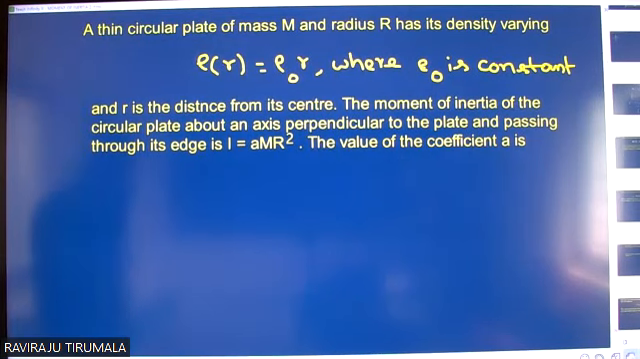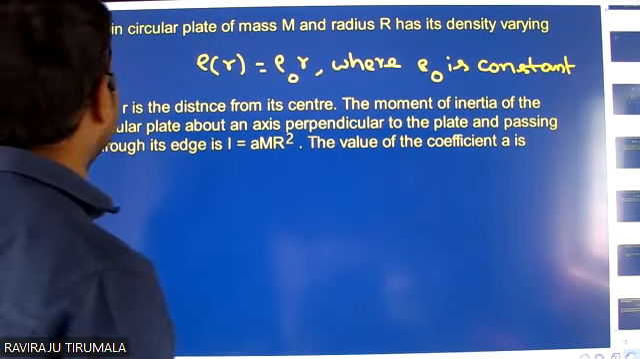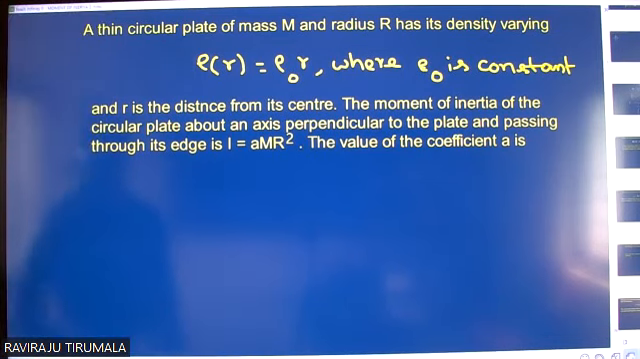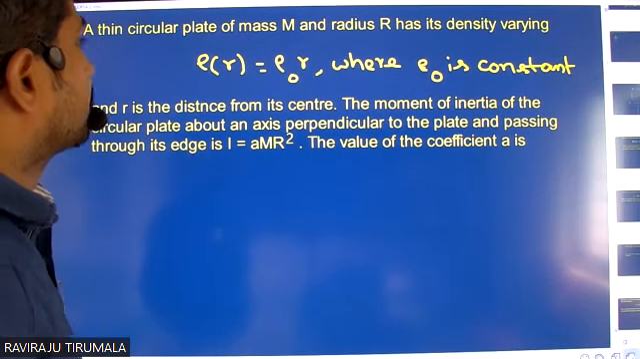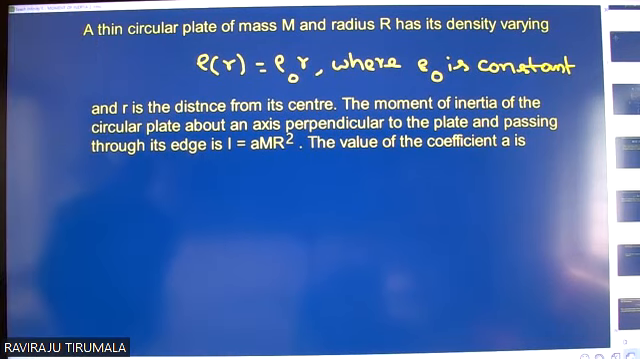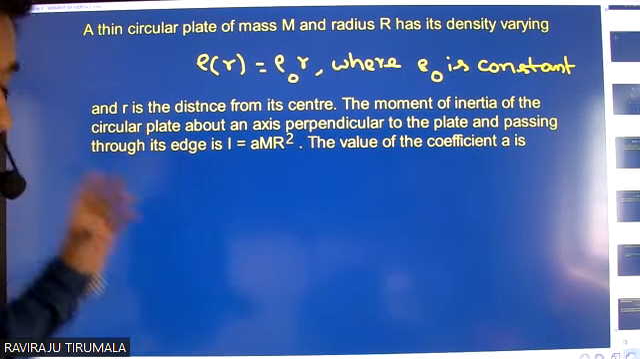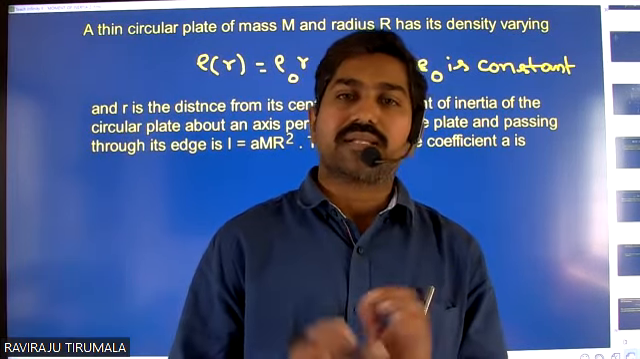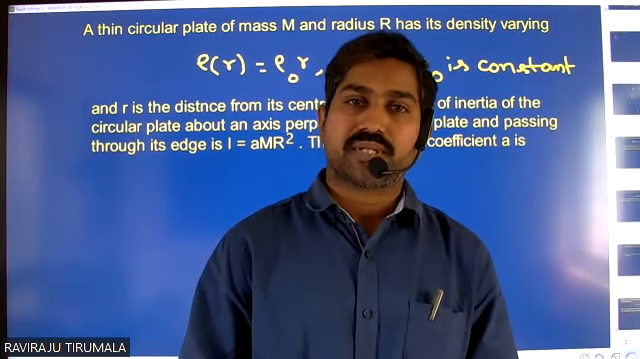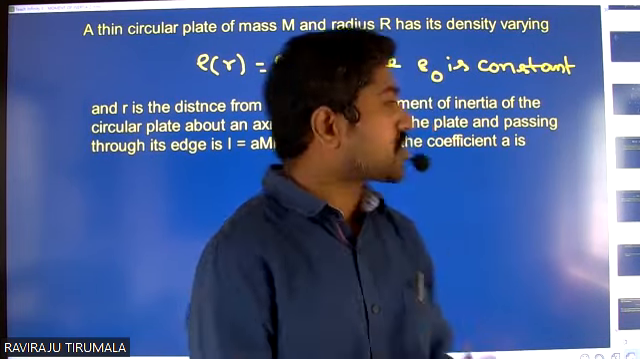See here. All of you read the question and see what type of body is given. A thin circular plate of mass m and radius r has its density varying as rho equal to rho naught r. Okay. And here, circular plate means, what is a circular plate? It is nothing but a disc only. Circular plate is nothing but a disc only.